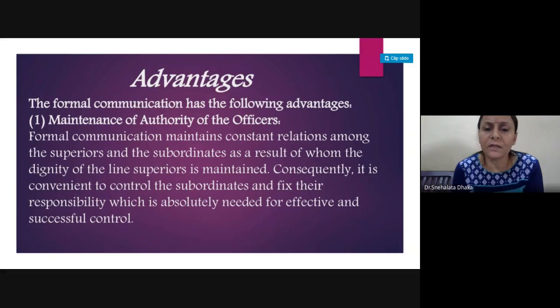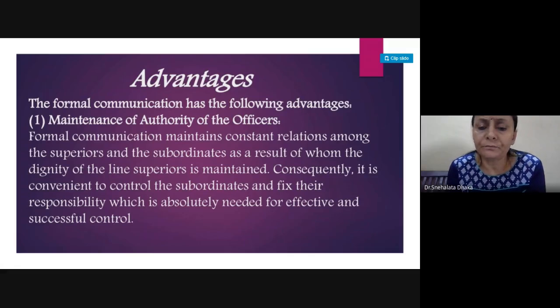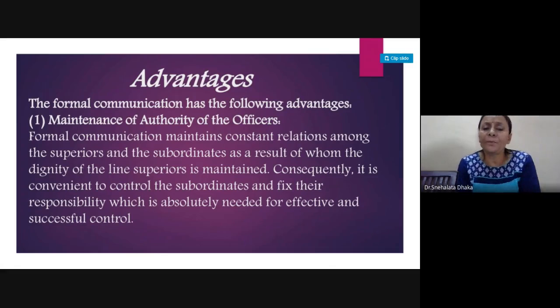So that is how this is a very important advantage, a very important beneficial point of formal communication, that authority is maintained. Because of the authority of the officials and officers, the disciplinary environment is maintained, and automatically the work is regulated in a proper manner. And there is proper circulation of information from time to time because of this authoritative environment.